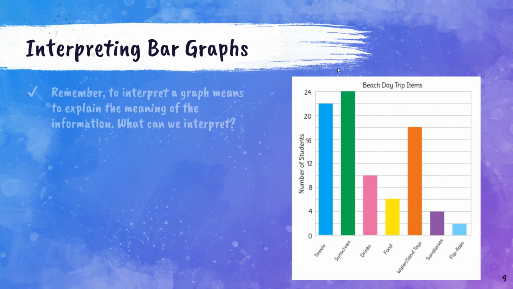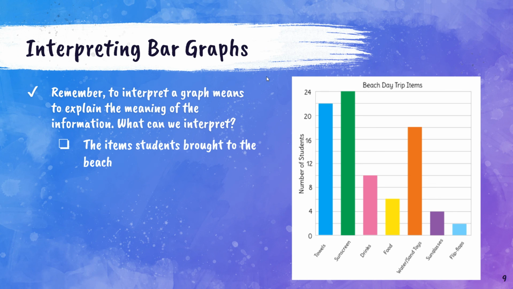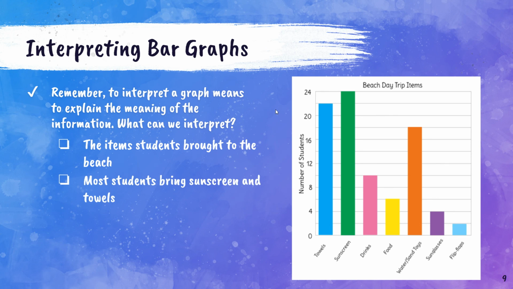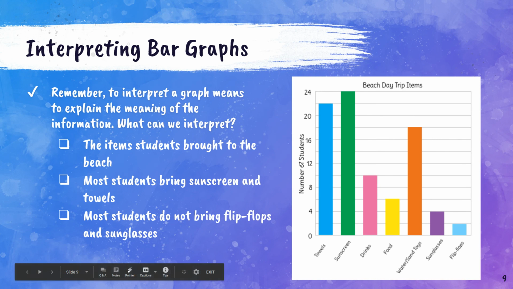Interpreting bar graphs. Remember, to interpret a bar graph means to explain the meaning of the information. What can we interpret? Well, we know the items the students brought to the beach: towel, sunscreen, drinks, food, water, sand toys, sunglasses, and flip-flops. We know that most students usually bring sunscreen and towels because they have the most. We know that most students do not bring flip-flops and sunglasses because those have the least.